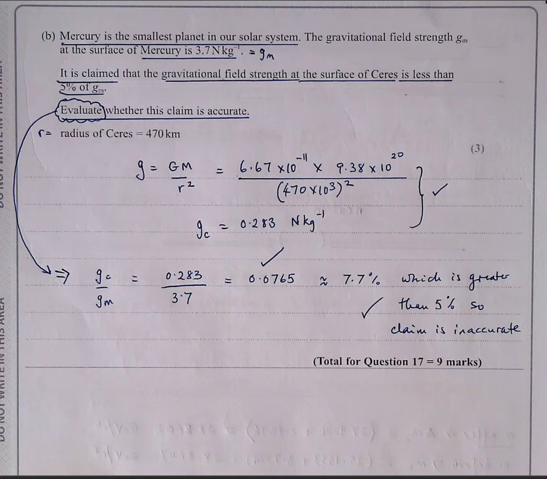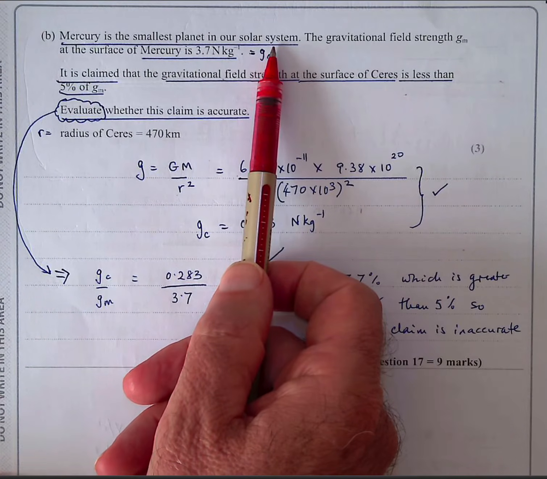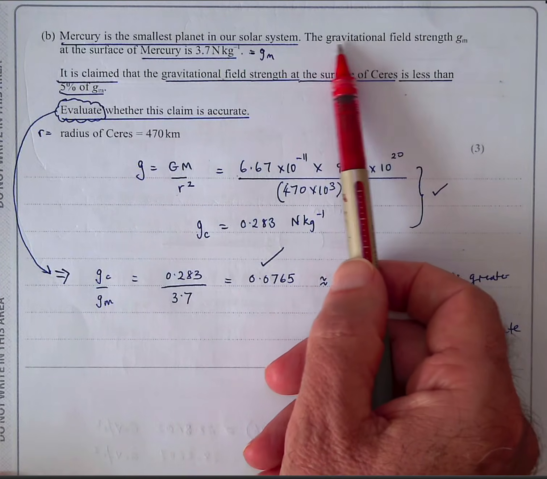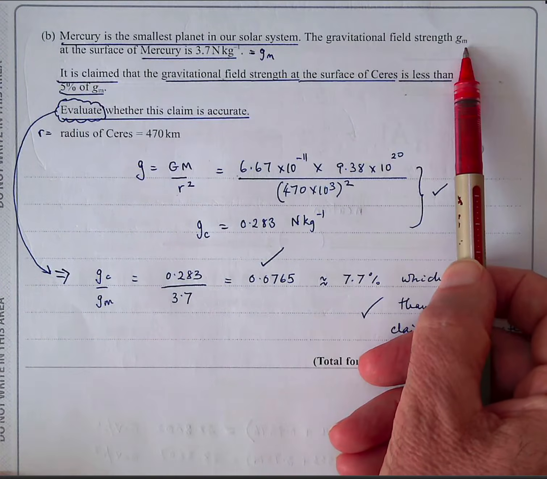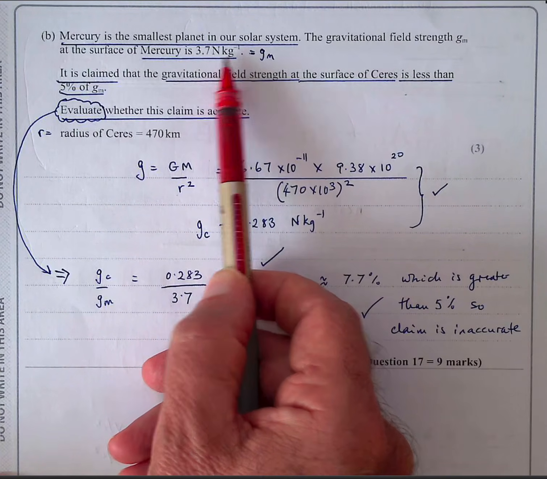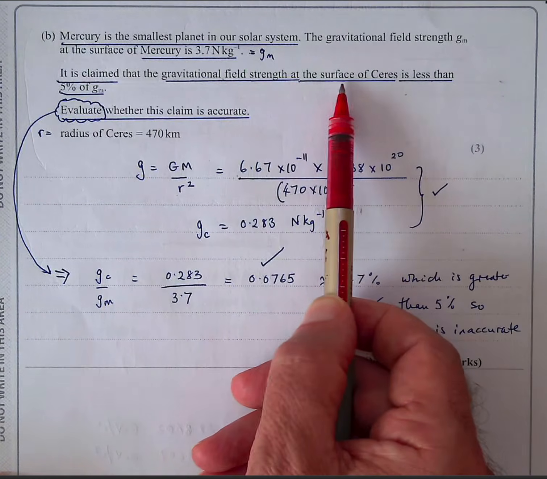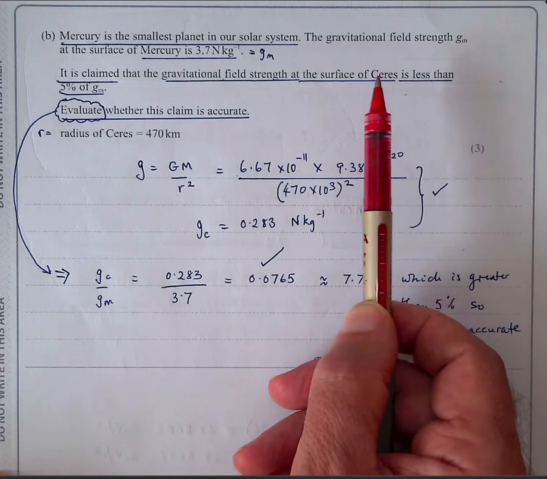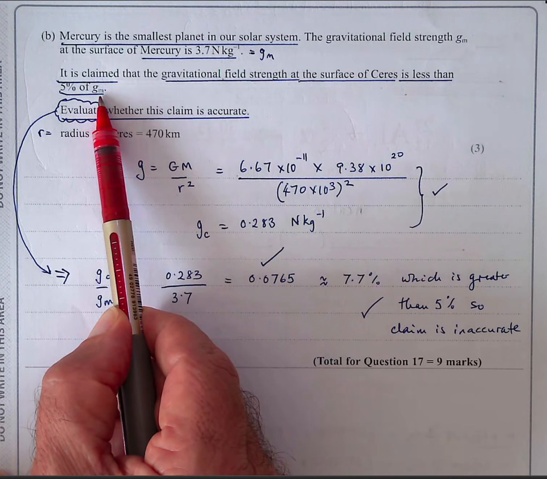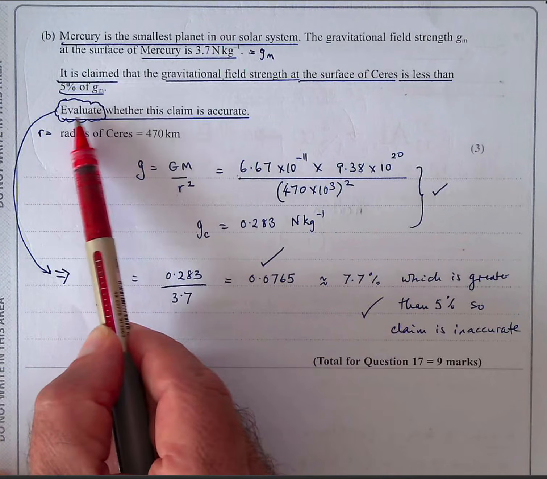So 17 continues with part B. Now it's talking about Mercury, the smallest planet in our system. Well, we're at Pluto. Pluto has now been excluded as a planet. Poor old Pluto. Gravitational field strength, g of Mercury, at the surface is 3.7 newtons per kilogram. That's the gravity of Mercury. It is claimed that the gravitational field strength at the surface of Ceres, the one we just looked at, is less than 5% of the gravitational field strength of Mercury. Evaluate whether this is accurate. Evaluate means put values to it.